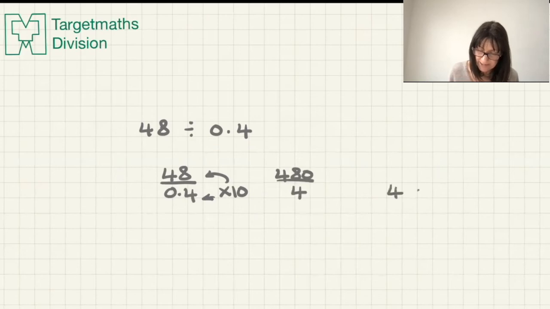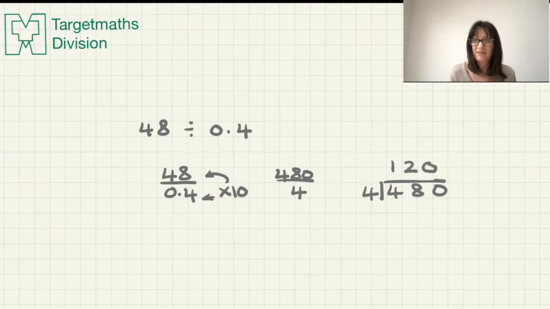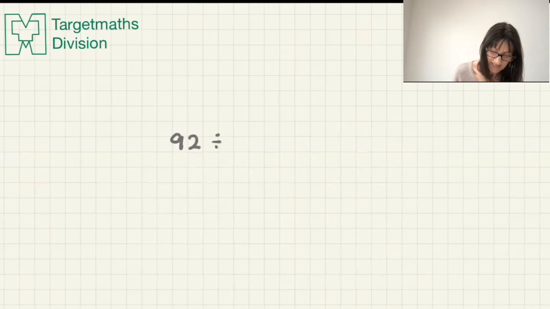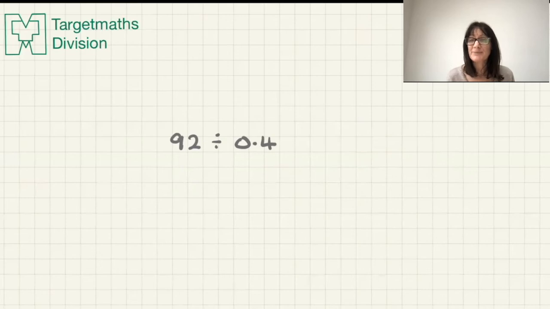So let's pop it in. 4s into 4 go 1 exactly. 4s into 8 go 2 exactly. 4s into 0 don't go. So bring the 0 up. 120. That was actually a nice, simple one. See, I am nice sometimes. Okay. 92 divided by, let's do 0.4 again. 4 times tables. Okay, hit pause and press play when you're ready.